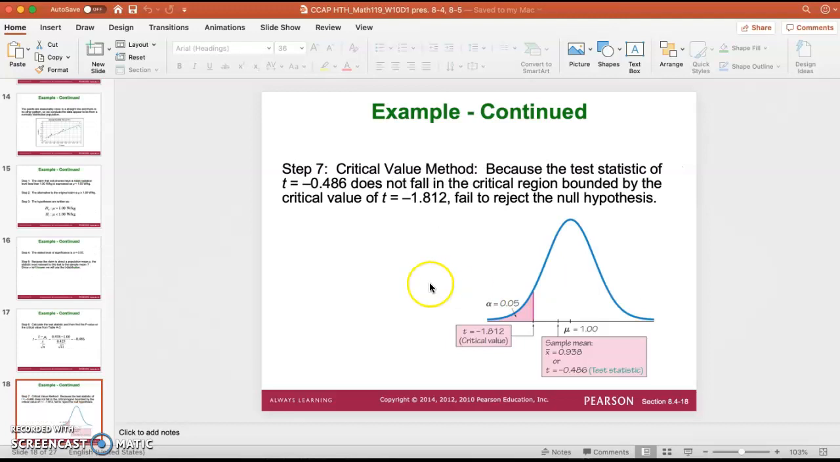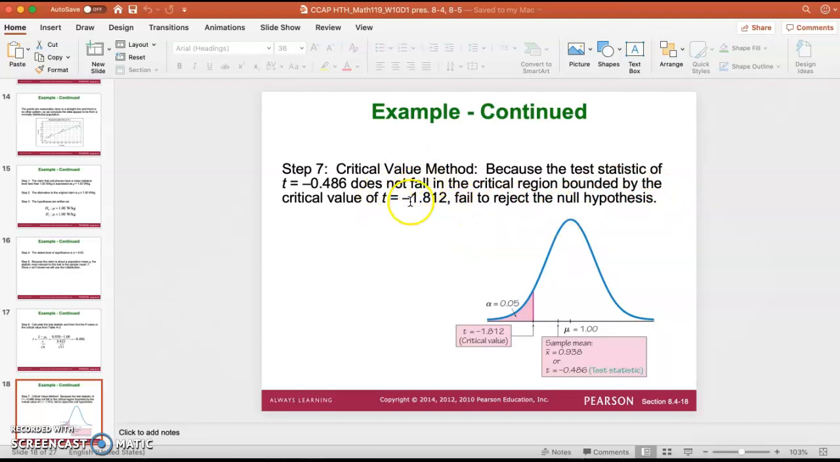Now, the way our t-table and everything is set up for this class, the critical value method actually works pretty well for these types of problems. So because the test statistic of negative 0.486 does not fall in the critical region, bounded by the critical value of t equals negative 1.812, we'd fail to reject the null hypothesis.